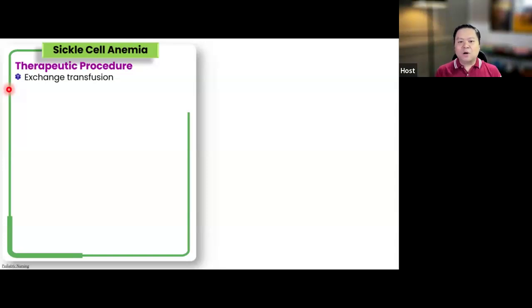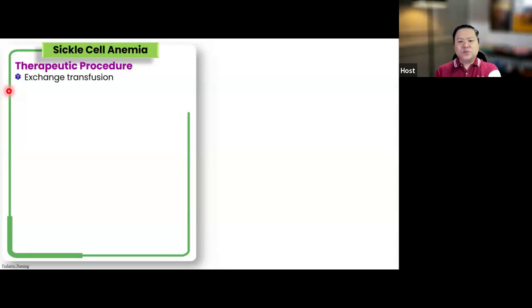It's going to involve the use of a machine, the separator, to separate the sickled red blood cells from the normal red blood cells. And so the sickled red blood cells will not be allowed to return into the patient's circulation. And so the treatment will include the transfusion of the normal red blood cells to enter into the patient's circulation. So this is what we call exchange transfusion.